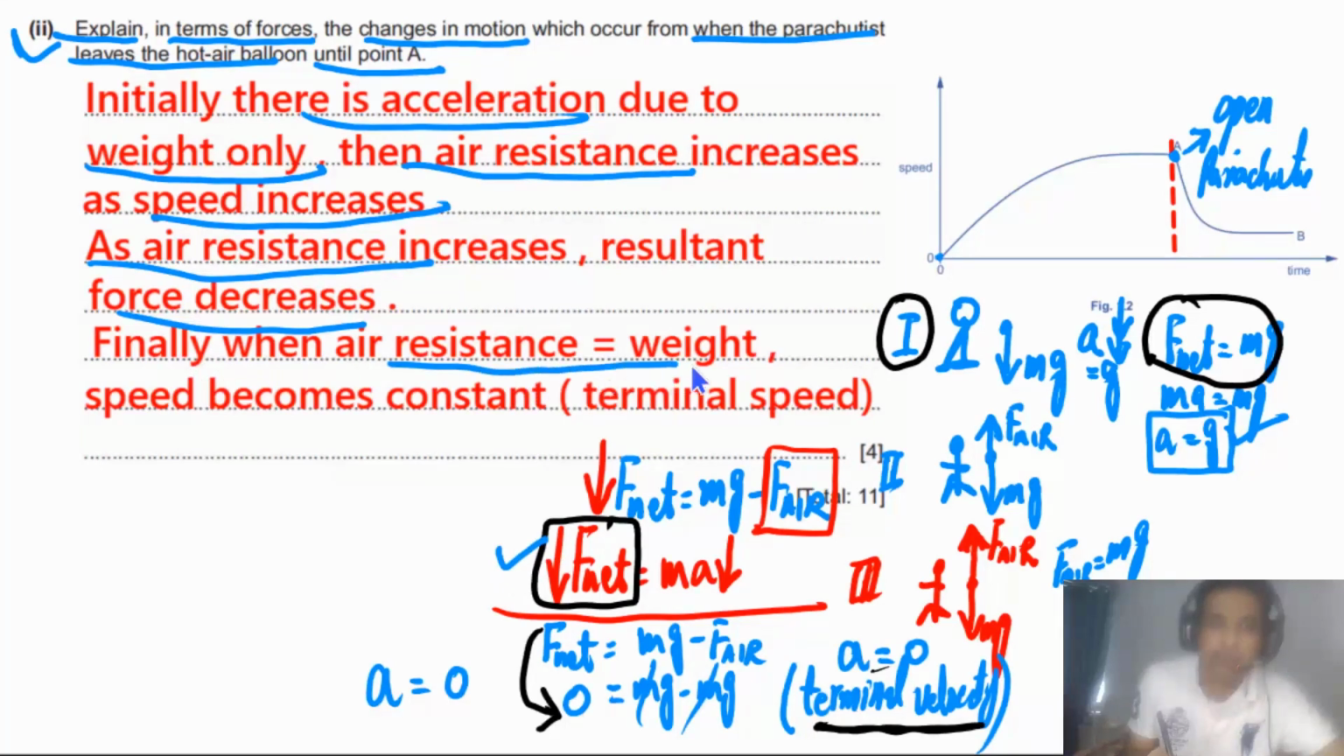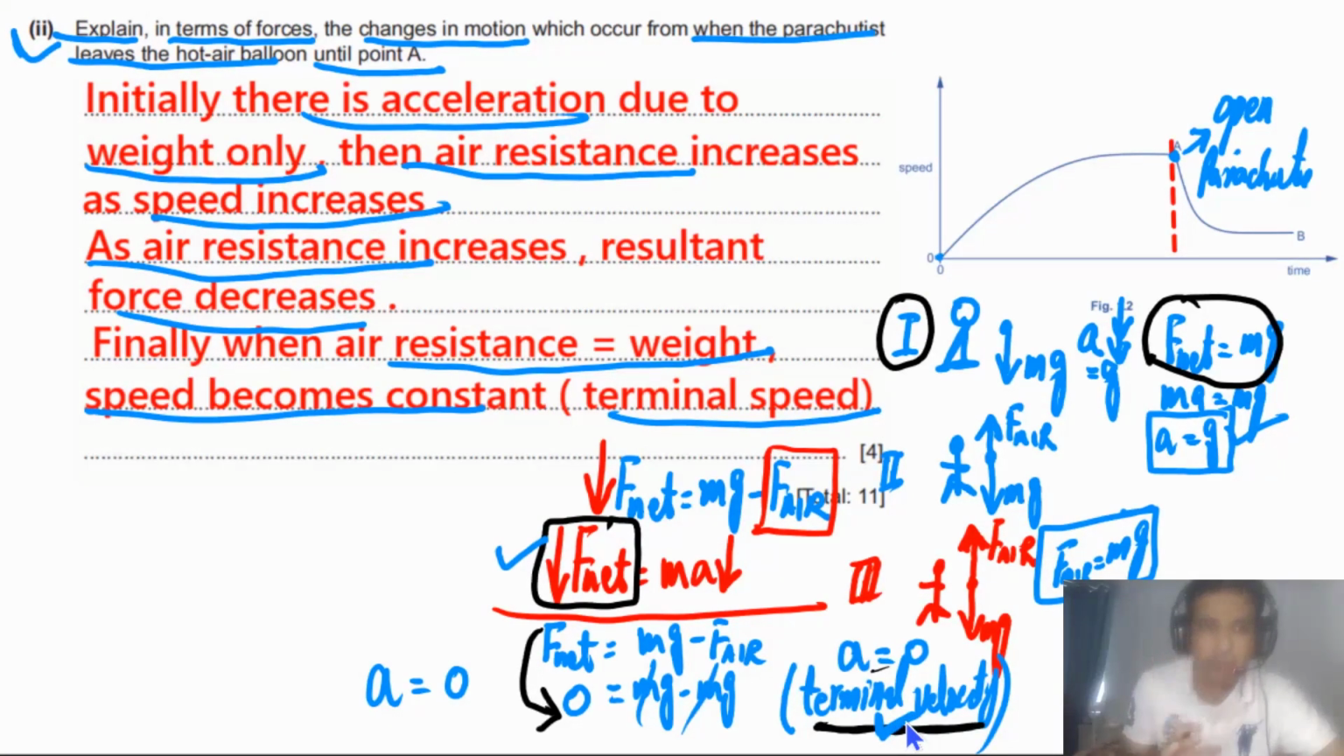Finally, when air resistance is equal to weight, speed becomes constant, or it has reached terminal speed. So speed becomes constant, meaning it has reached terminal speed. And this question has 4 marks. If you have written these 4 points, you will get 4 marks.